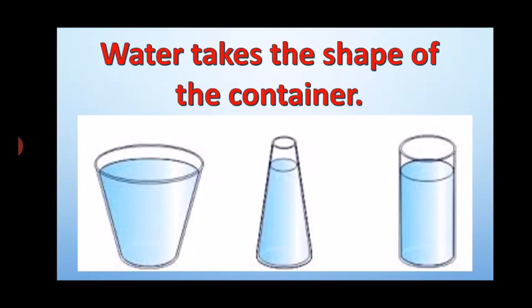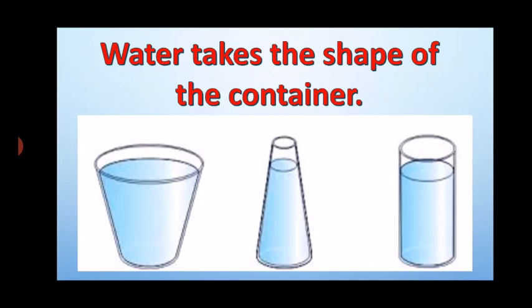So there are these 3 things, and now look at the water inside them. Here the water is in the shape of this vessel, here the water is in the shape of this cylinder, and here the water is in the shape of the cone. That means water does not have any shape of its own. It takes the shape of the container. Container means whichever vessel you pour water into, the water will take the shape of that particular vessel.